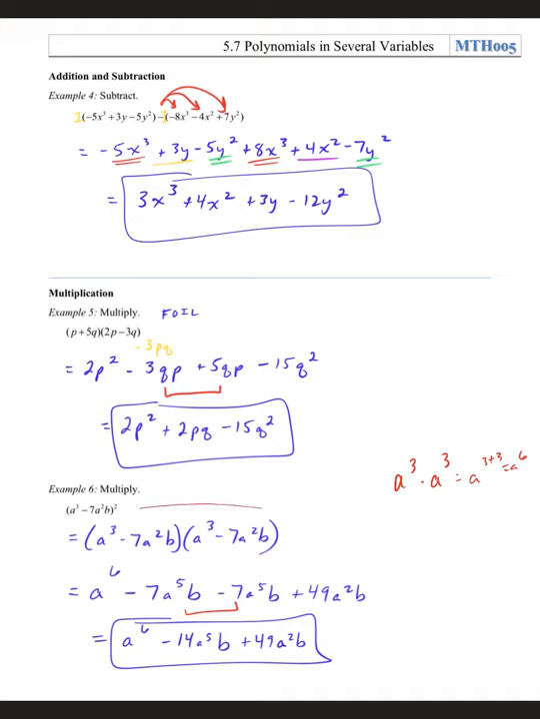Also, if you want to think of this in another approach, you have to take the a cubed and distribute it to this whole thing. And then you'd want to take the negative 7a squared b and distribute it to the same thing here. And then you'd end up getting this, and then you'd simplify it to still get that. Either approach works just fine.